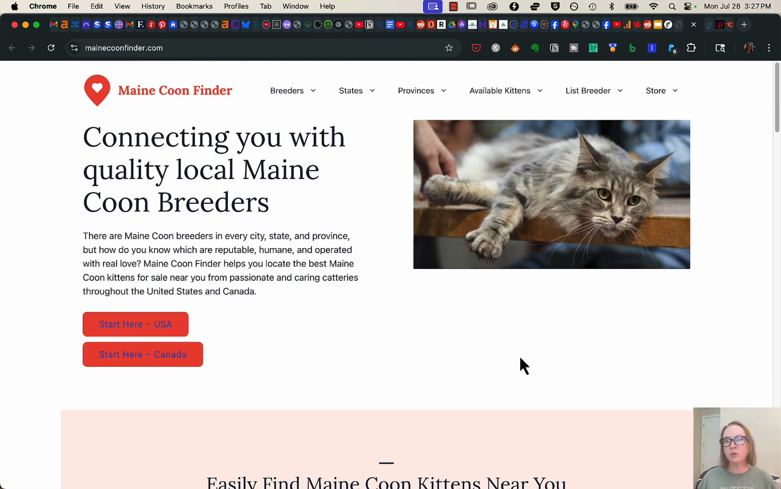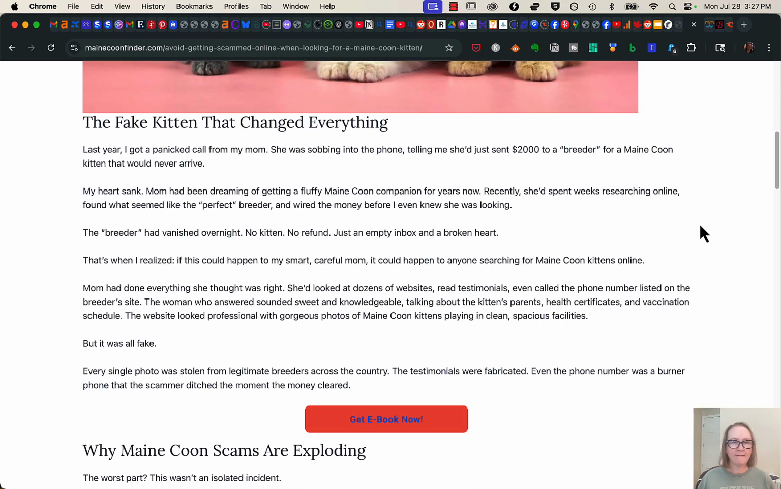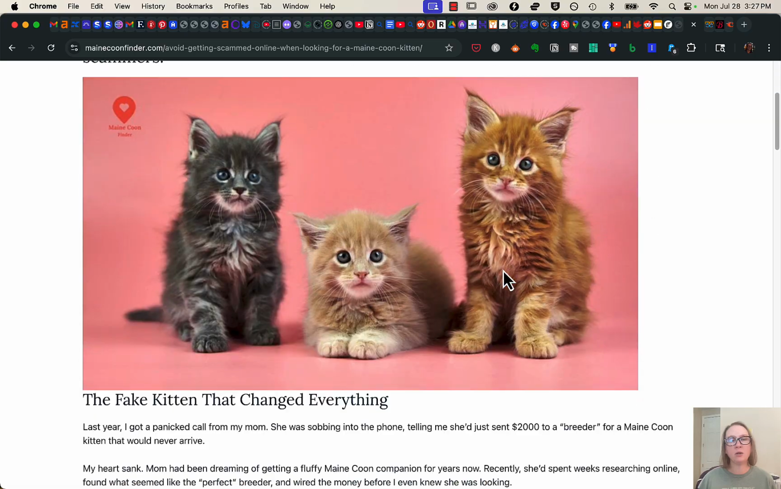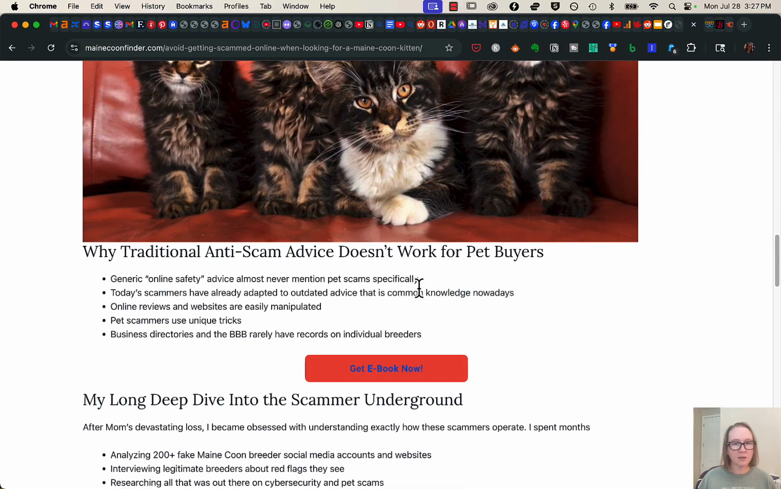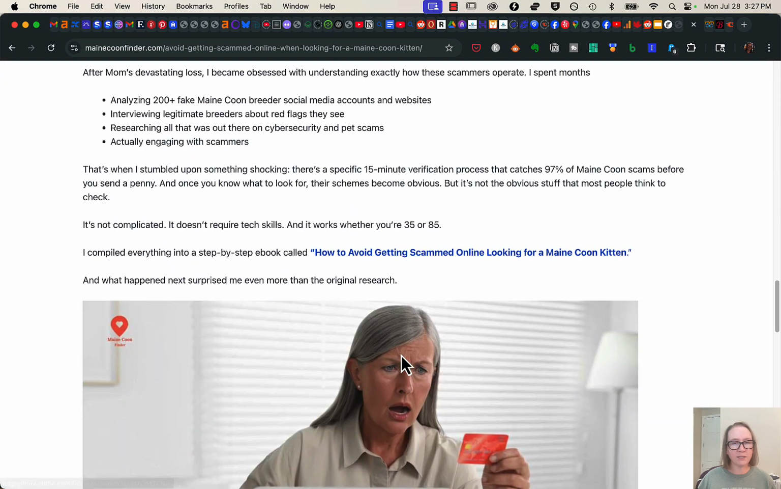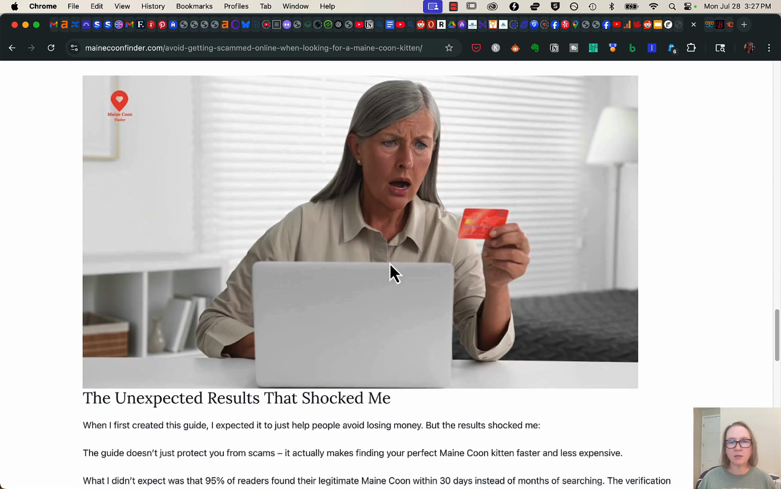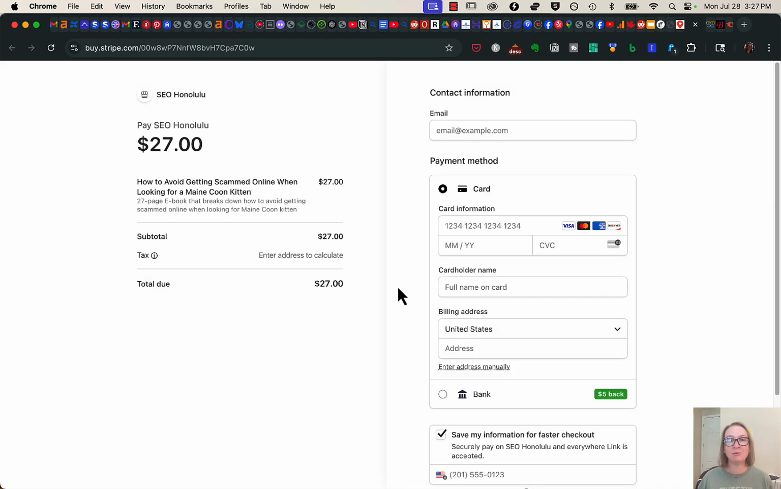Let's scroll back up here and we'll look at how they're monetizing again. We'll look at the ebook first. Looks like we're targeting people so they don't get scammed when they're trying to buy a Maine Coon cat. We've got an ebook here being sold via Stripe. I can see by hovering over it. Lots of buy buttons here. They've got, still for the ebook, $27. This is the highest price ebook I think I've ever seen on a directory site.